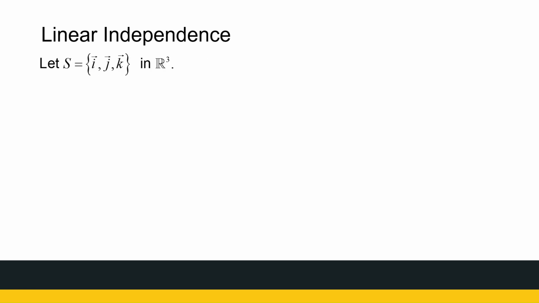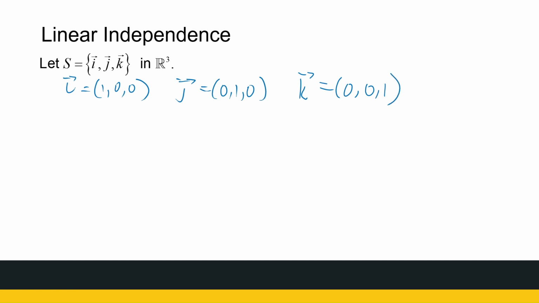So let's look at a very simple example, i, j, and k. If we look at i equal to 1, 0, 0, j equal to 0, 1, 0, and k equal to 0, 0, 1. The set with those three elements, if you look at them, you can see I cannot get to one of them using the other two. I cannot use linear combinations of two of these elements to get to the other one.